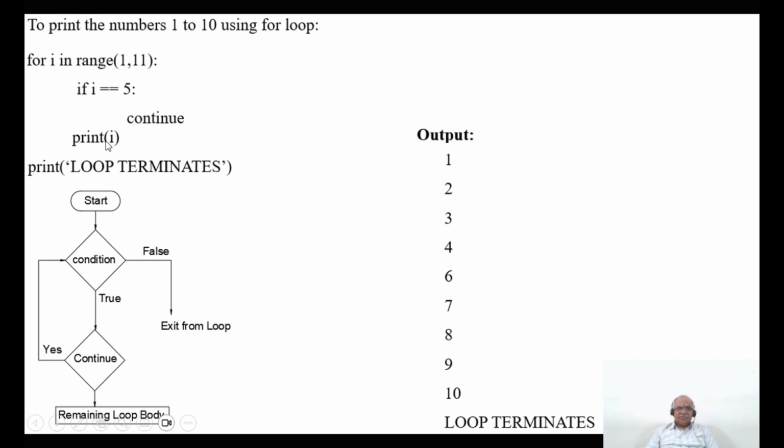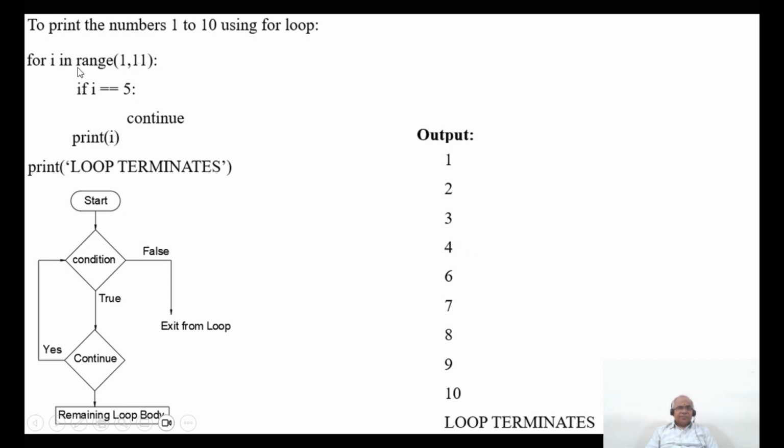Then print 1. Again it goes back and takes 2. Is 2 equal to 5? No, it skips this and prints 2. Then it goes back and takes the value of i as 3. Is 3 equal to 5? No, print 3. Again it goes back and takes the value 4. Is 4 equal to 5? No, the condition is false. It skips this and prints 4.